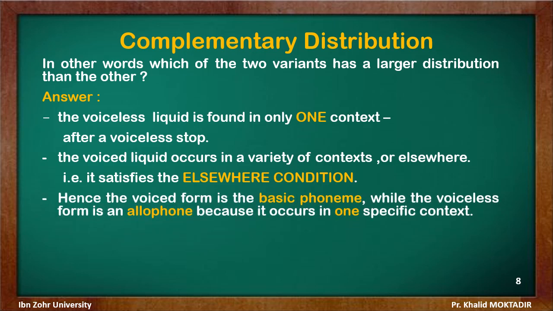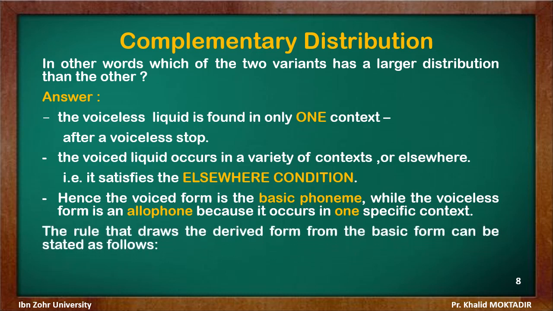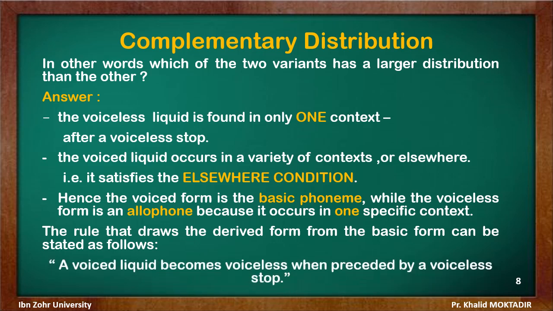Hence, the voiced form is the basic phoneme, while the voiceless form is an allophone because it occurs in one single specific context. The rule that derives the derived form from the basic form can be stated as follows: a voiced liquid becomes voiceless when preceded by a voiceless stop.